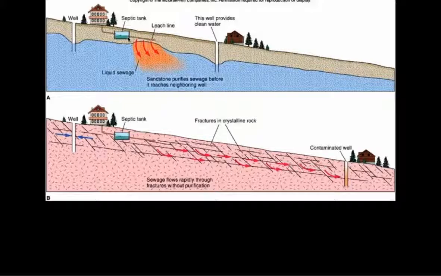If you've done this well, the sandstone will purify the sewage before it reaches the neighbor's well. Yeah, it really does happen. If you don't do a good job, if you're drilling into granite, this can be a problem because the granite doesn't have the aerobic capability to purify this water as it seeps downhill, and your neighbor's well will be contaminated.